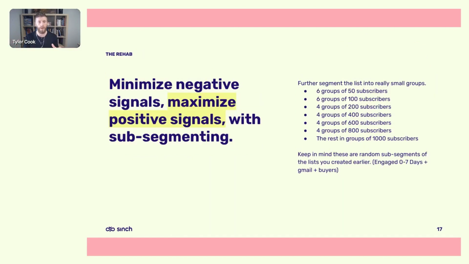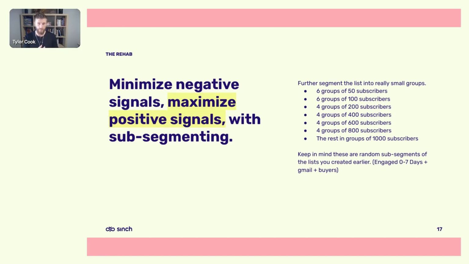And let's say that it's 1,000 people. What we're going to do is take that 1,000 people and further segment it down to a very, very small group. So I like to start out with 50 subscribers in a group and have a few different groups of 50 subscribers. Then I go up to 100, then 200, then 400, 600, 800, then 1,000. And the purpose of only sending to these really, really small groups at the very beginning is twofold.